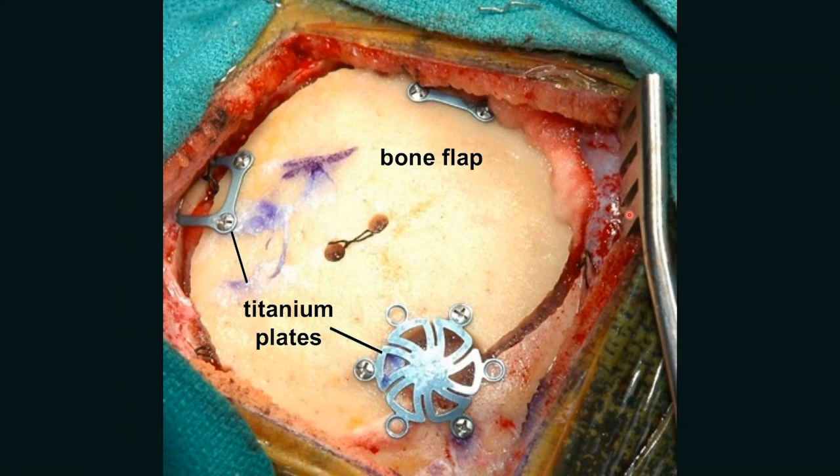Okay, and then finally, once they've done all that, they close it up layer by layer. He closes up the dura layer, and then he replaces the bone flap and secures it with titanium plates. And then they close up the skin with either staples or tissue glue.